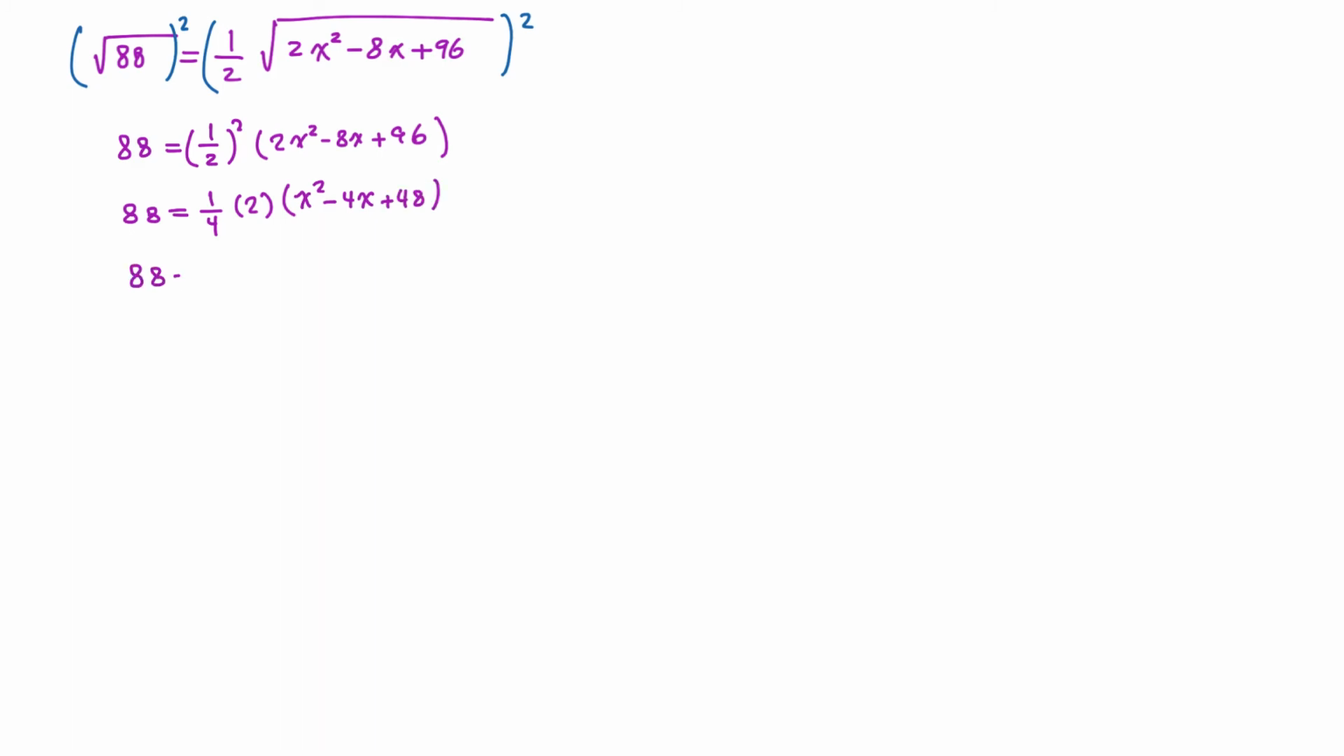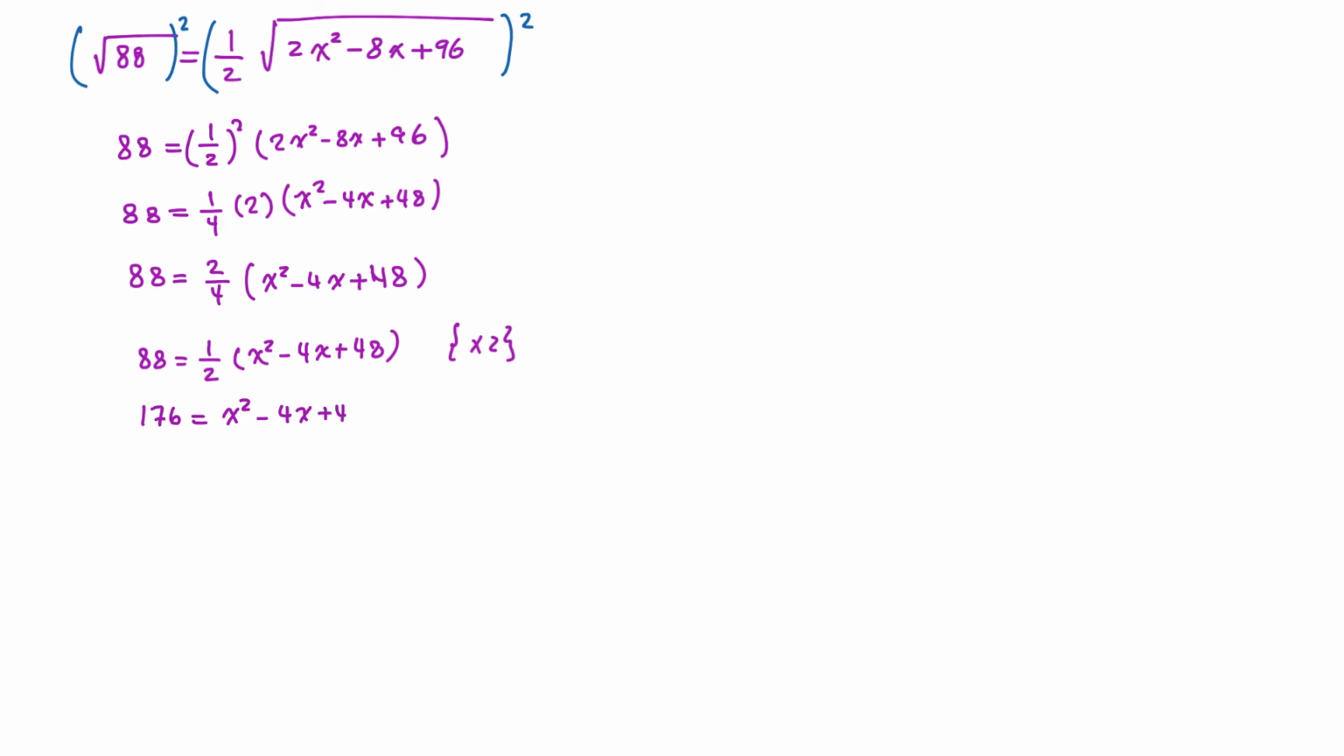Now I'm going to write this as 88 is equal to 2 over 4 multiplied by x squared minus 4x plus 48. And 2 over 4 can be simplified to 1 over 2, so 88 is equal to 1 over 2 times x squared minus 4x plus 48. And then I'm going to multiply both sides by 2 to get 176 is equal to x squared minus 4x plus 48. I almost have a quadratic equation. I can get a quadratic by subtracting 176 from both sides, and I will end up getting x squared minus 4x minus 128 is equal to 0.